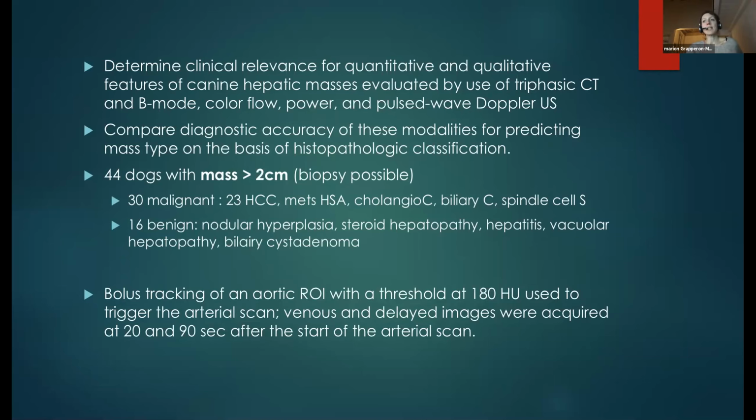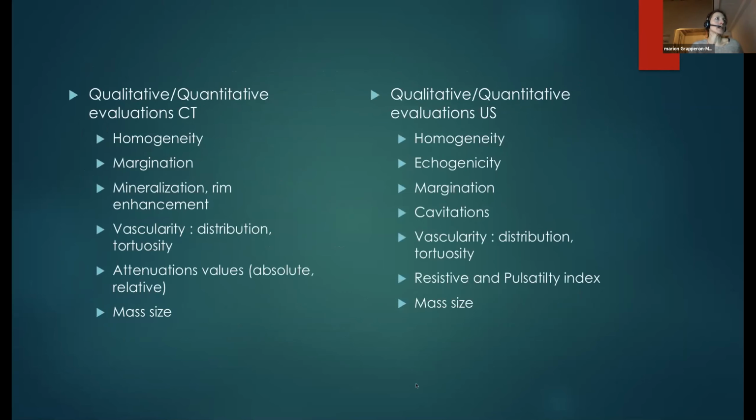They used a slightly different CT protocol because they used bolus tracking to start the aortic phase. After that, the venous and delayed phases were acquired 20 seconds and 90 seconds after the start of the arterial scan. But grossly, it was similar time-wise compared to the first paper that we looked at.